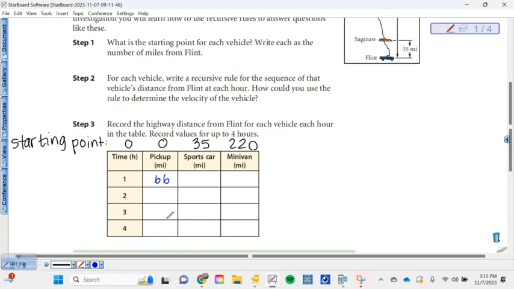And then what about after 2 hours? How far will it be from Flint? 132. What about 3 hours? 198. And 4 hours? Good. What did you do to go from number to number like that? Yeah, we just kept adding 66, right? Do you remember what that's called when we have a set of numbers that we add or subtract to go from term to term? It's 2 words. First word starts with an A. Second word starts with an S.